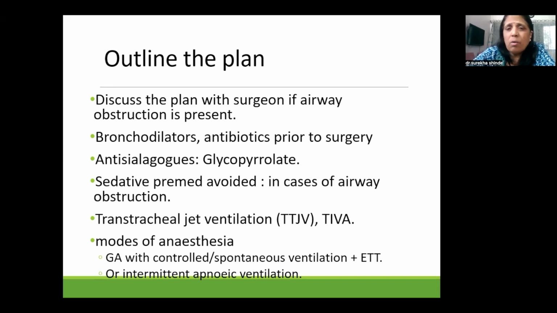You can have TIVA or transtracheal jet ventilation, but we are going to discuss it in detail. Mode of anesthesia is the kind of thing we are more interested in when we talk about laser surgery. We can have general anesthesia with controlled or spontaneous ventilation with an ETT, or we can have tubeless field with intermittent apneic ventilation.